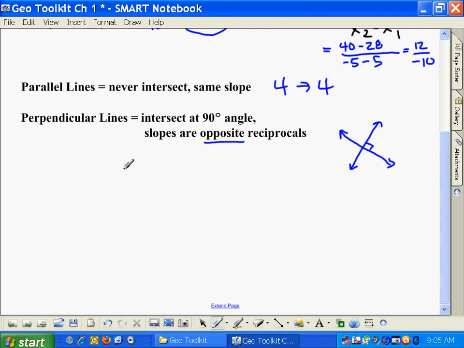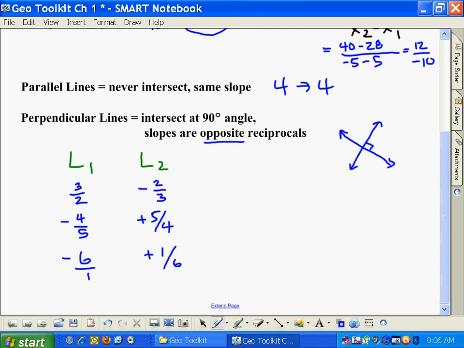So let's say I had line 1 and I also had line 2 over here. And I told you that the slope on this line was 3 over 2. The other one would be the opposite in terms of sign, so it'll be negative, and then reciprocal means you just go ahead and flip this, so it'll be negative 2/3. If line 1 was negative 4/5, that means line 2 would be positive 5/4. And finally, let's say this was negative 6. Well, that would be negative 6 over 1, so this would be positive 1 over 6. So that would be perpendicular lines. You would always know the slopes are opposite reciprocals.